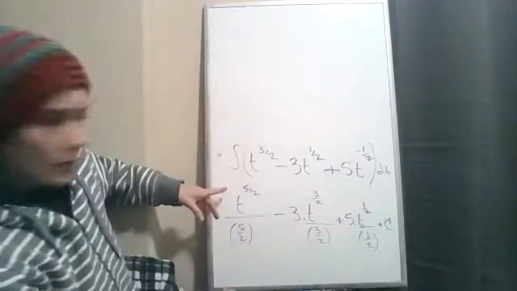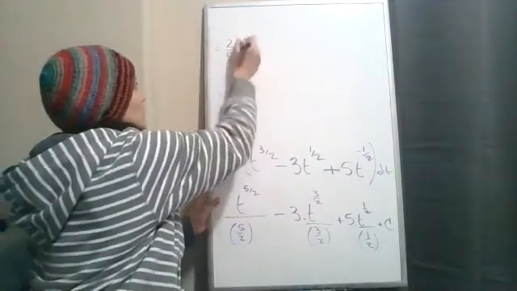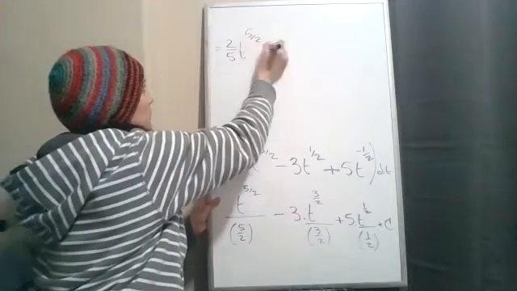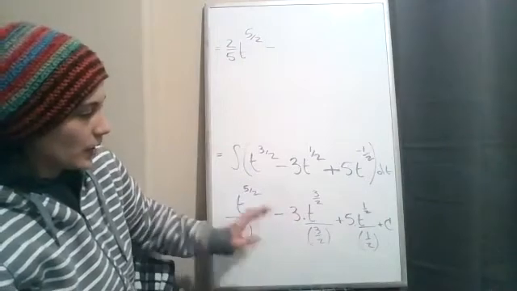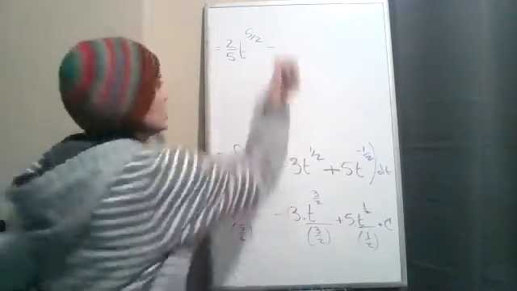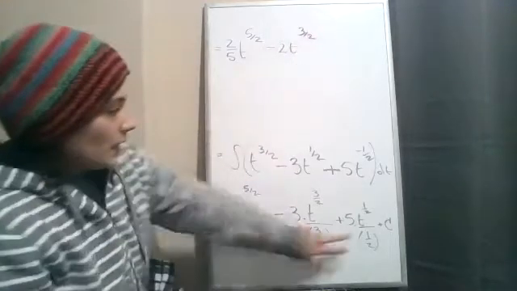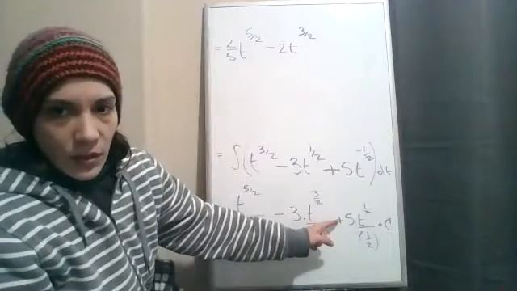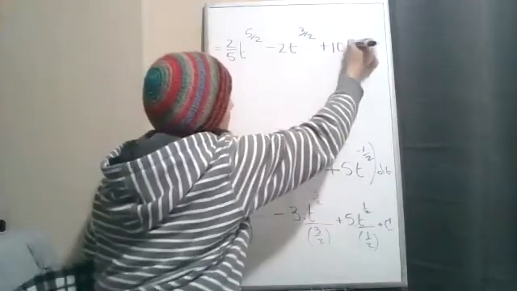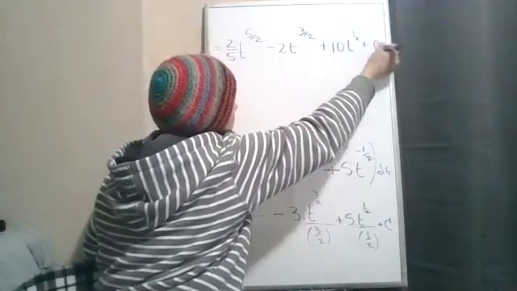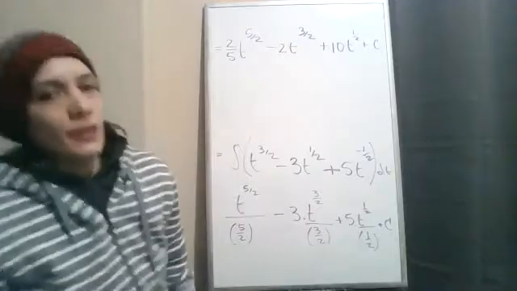All right, 2/5 t to the power 5 halves. Subtract. When you multiply by this reciprocal, the 3's will reduce, and you have 2t to the power 3 halves. And this will be multiplying by 2, and you get 10 t to the 1/2. Okay.